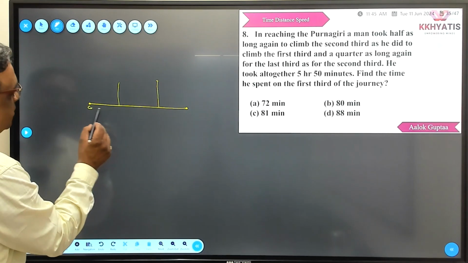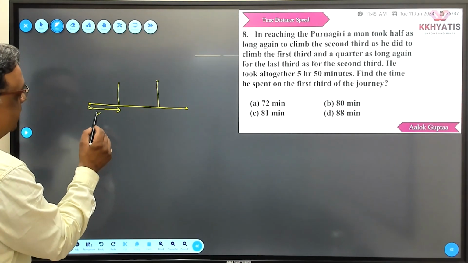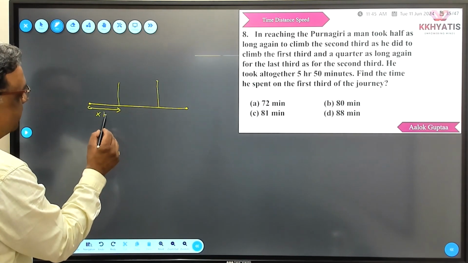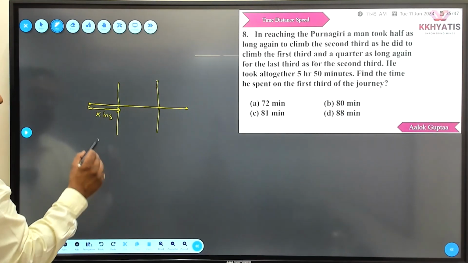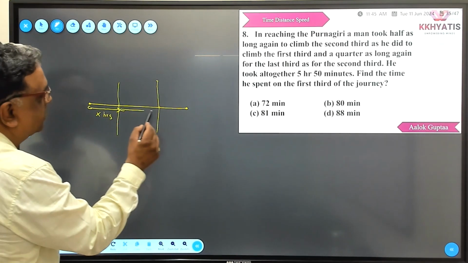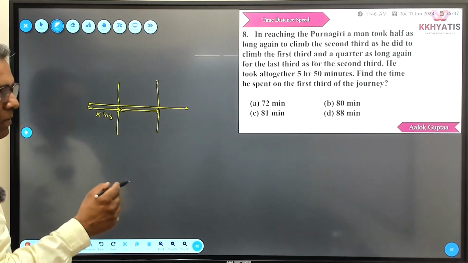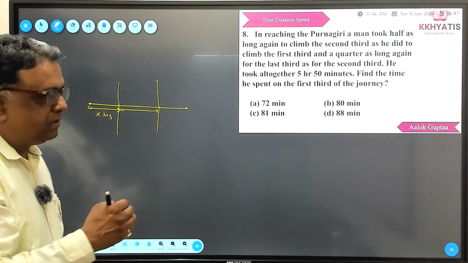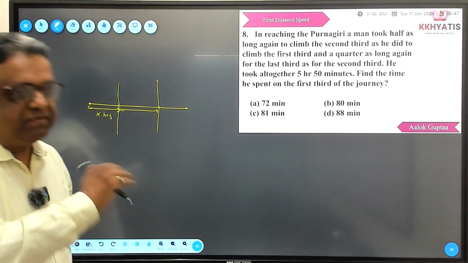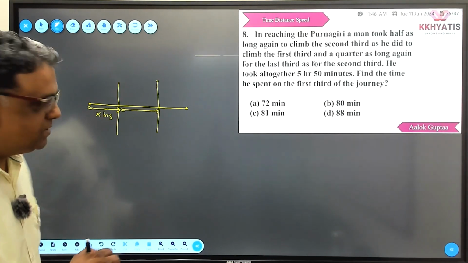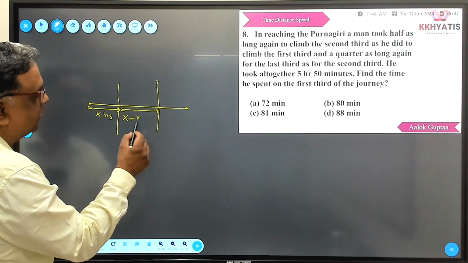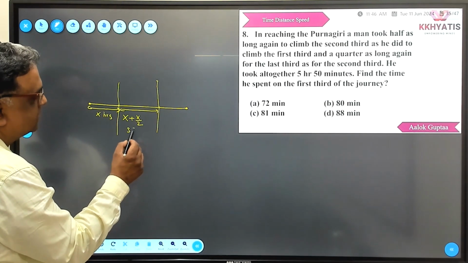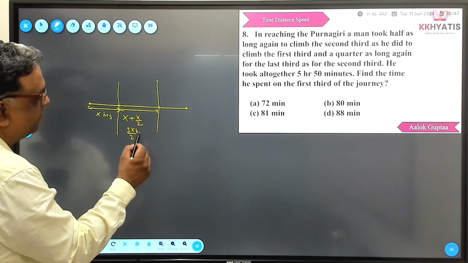So the first third of the journey, let me say it took him x hours. Then in the second third of the journey, he took half more time than the first third, which means x he took anyway, plus x by 2 more, which means 3x by 2 hours.